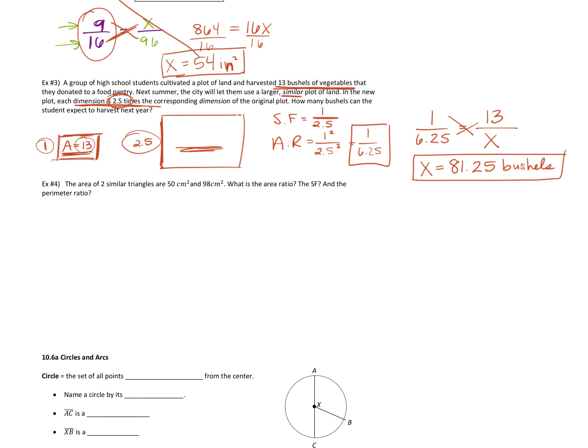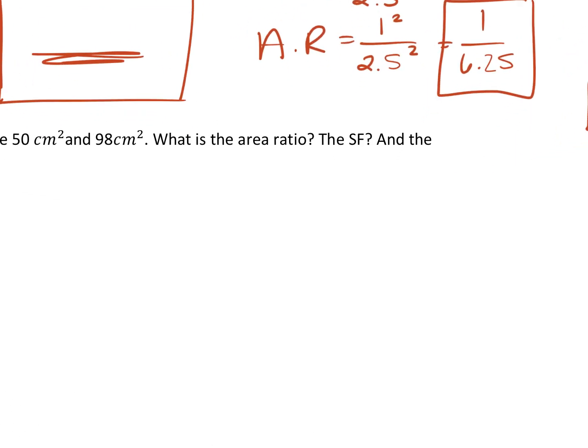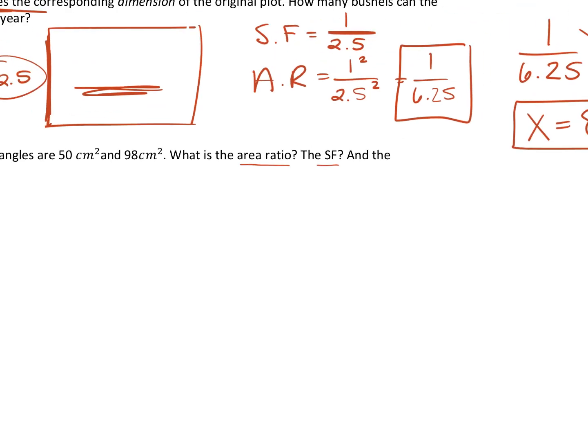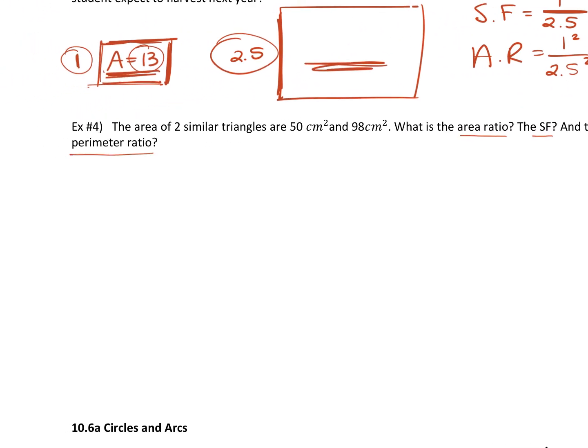Have we been given areas yet? Not both of them, right? We've been given one area and how to find the other. This time they gave us both areas, and they say, what is the area ratio, what is the scale factor, and what is the perimeter ratio? So can you tell me right now the area ratio? It says 50 over 98. Yes, 50 over 98 is an area ratio.